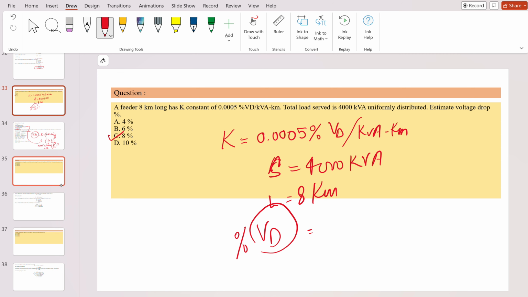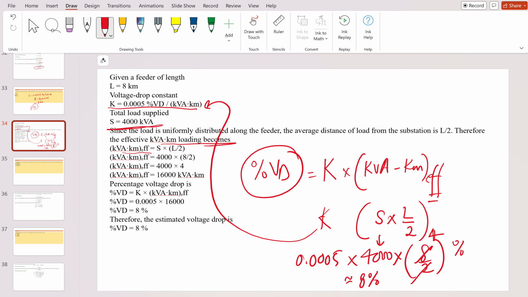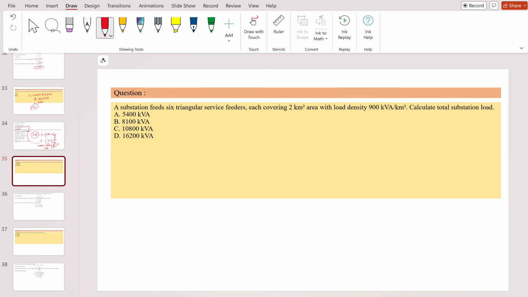So you just have to remember, multiply S by L by 2, not L. That's why I think you got an incorrect answer. So it is K value multiplied by S multiplied by L by 2. Okay. Try to solve this. That is easy, I think.